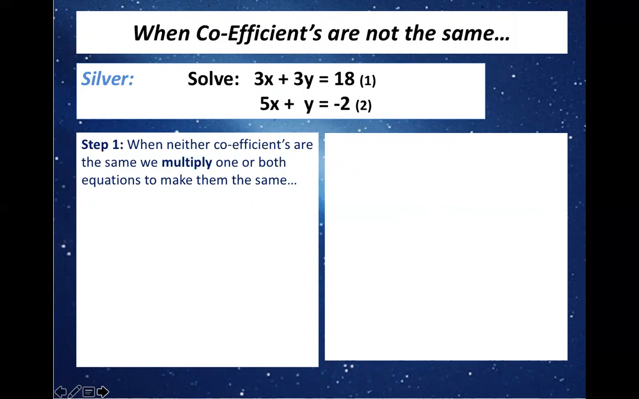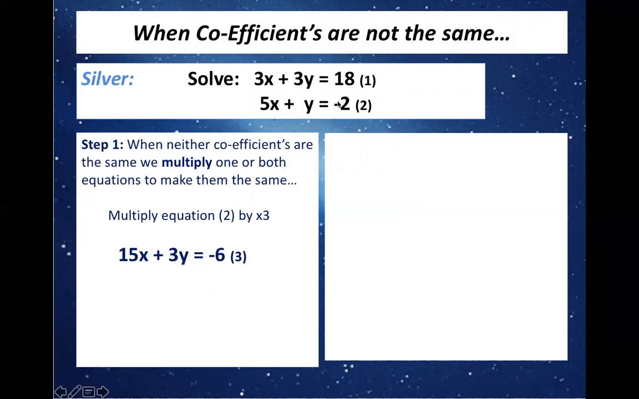So you want to make the equation such that this y will become 3. Then it's easy, you just take equation 1 minus equation 2. So we multiply equation 2, the second equation, by 3, so that I make this y become 3y. Then I can minus off.